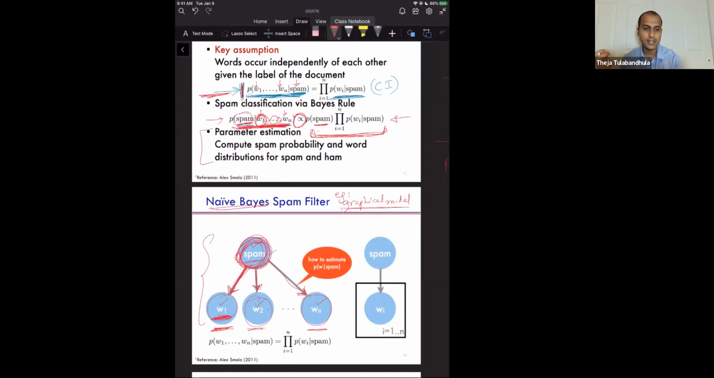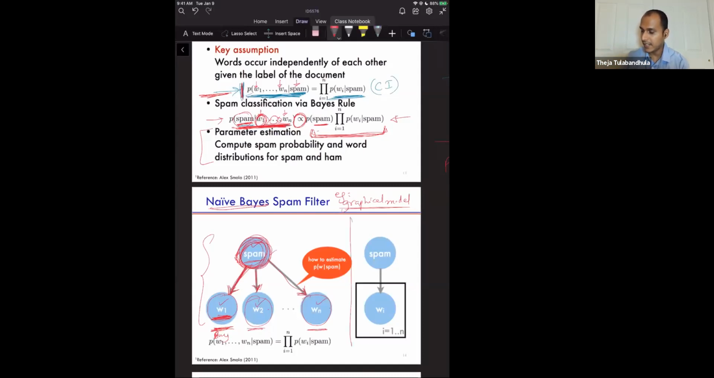Let's say word 1 is something like buy. Maybe it's not a spam, but buy something. So buy is the word, B-U-Y. Then maybe the probability that the buy word appears is higher. So think of that random variable W1 representing whether the buy word appears or not. Then the probability with which it appears is higher, maybe when spam is true, and the probability with which it appears is smaller when spam is not true. So that's what this graphical notation means.